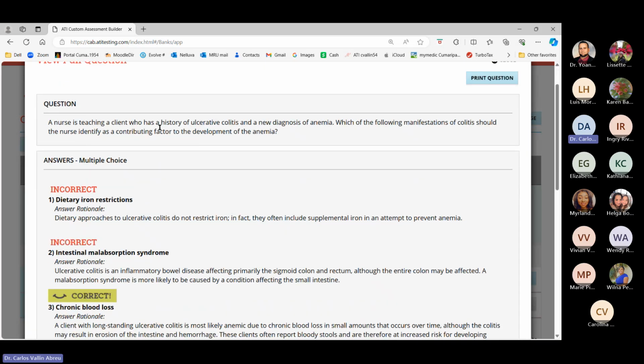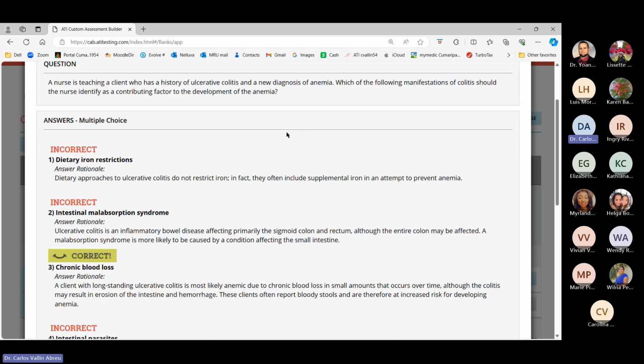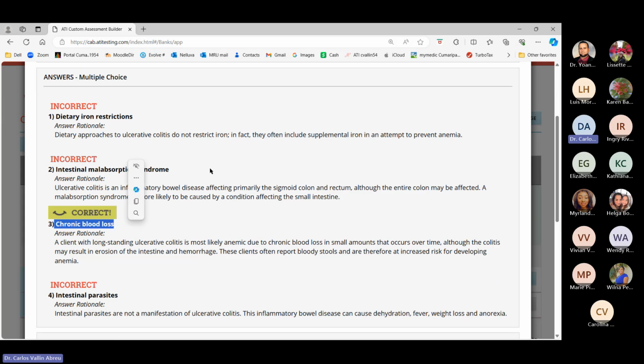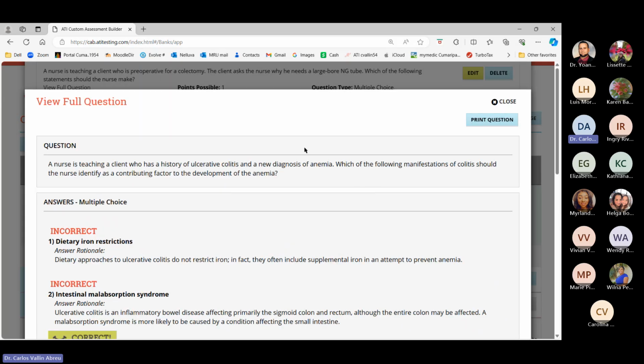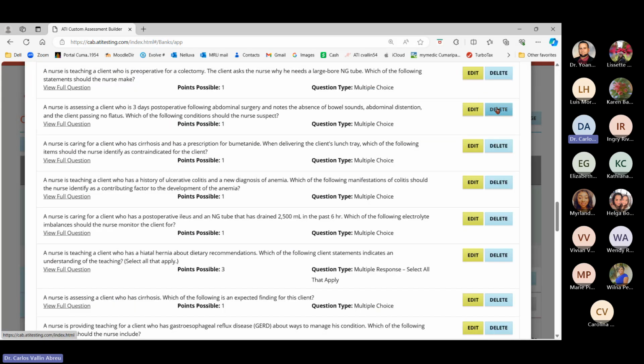A nurse is teaching a client who has a history of ulcerative colitis and a new diagnosis of anemia, of course, because this is bleeding. There is diarrhea with mucus and blood. Which of the following manifestations of colitis should the nurse identify as a contributing factor for the development of the anemia? Chronic blood loss. Remember that in ulcerative colitis, there are ulcers in the colon and loss of mucus and blood with the diarrhea.